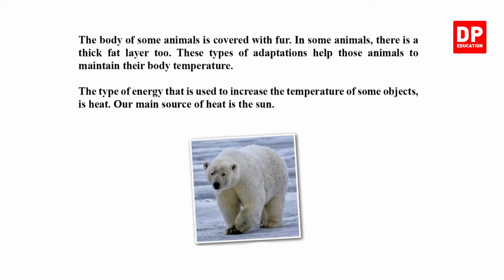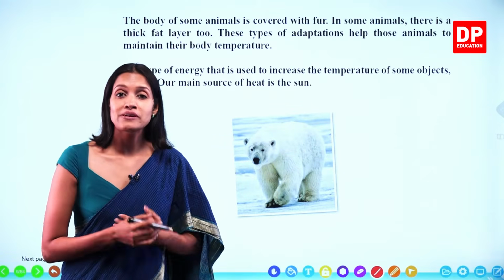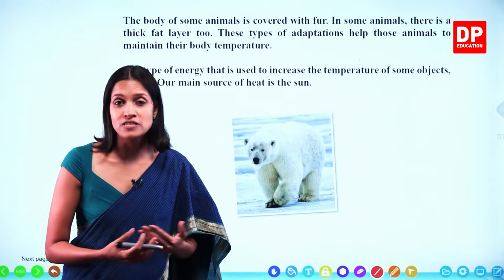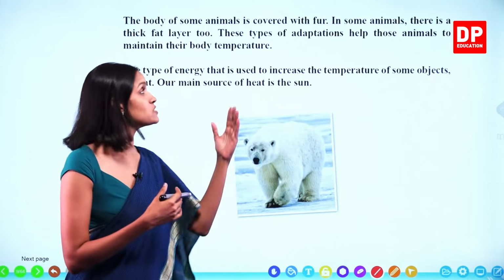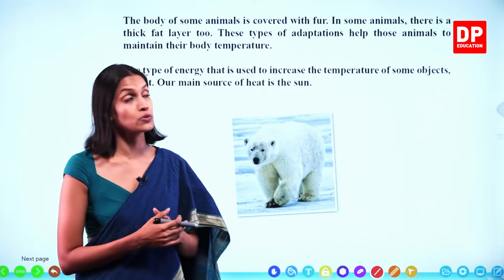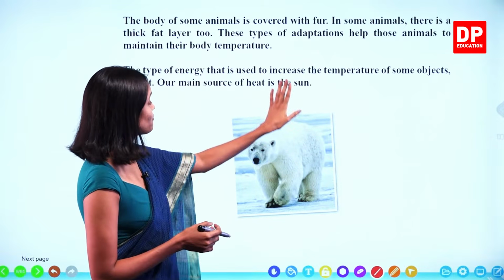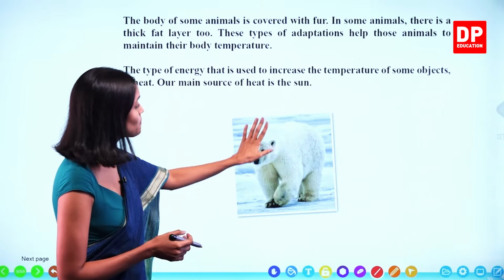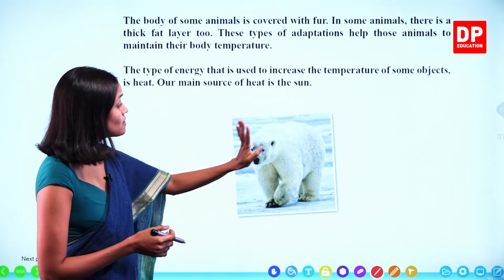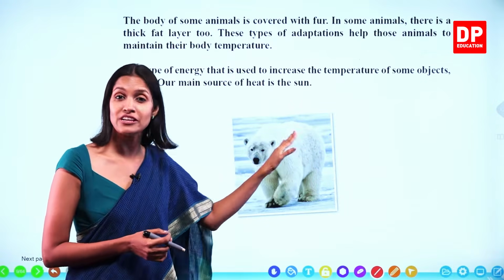Look at this one. The body of some animals is covered with fur. Now, I told you, warm-blooded animals have different adaptations. Adaptations means the special characteristics that they have to live in their environments. Okay? So, the body of some animals is covered with fur. Now, look at this one. This is a polar bear. Right? Polar bear lives in polar regions where the environment is very cold.